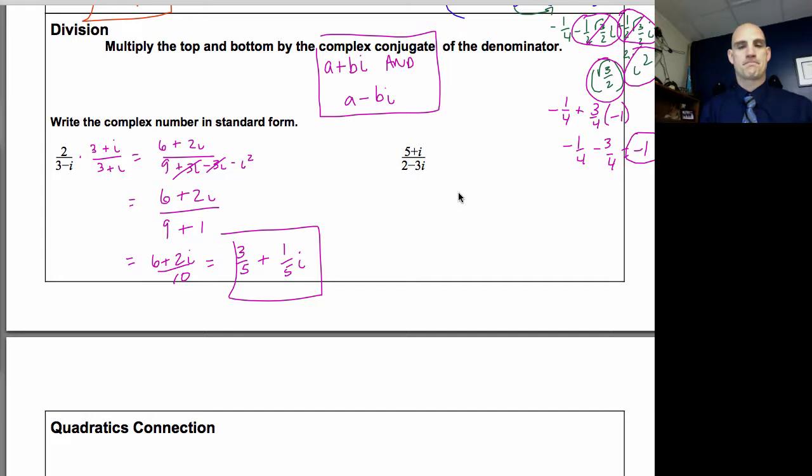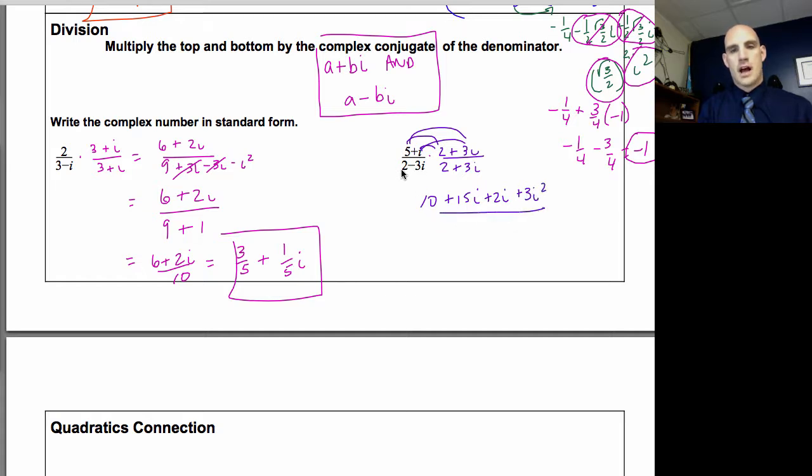Simplified and separated. In an example like this, I'm still going to multiply by the complex conjugate of the denominator. And so that's going to be 2 plus 3i. Well, what you're going to see is I'm going to have a complex number on top. On top, I'm going to have 10, so 5 times 2 is 10. 5 times 3i would be plus 15i. i times 2 would be plus 2i. And then i times 3i would be plus 3i squared.